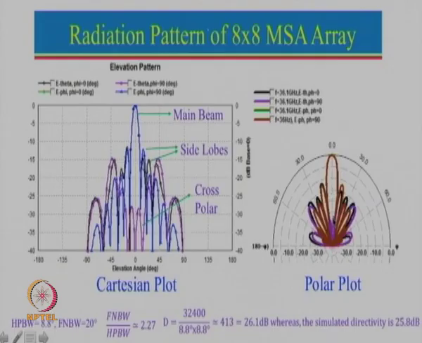Then we have the first null beam width. The first null beam width is approximately equal to 20 degrees. If we take the ratio, it is about 2.27.